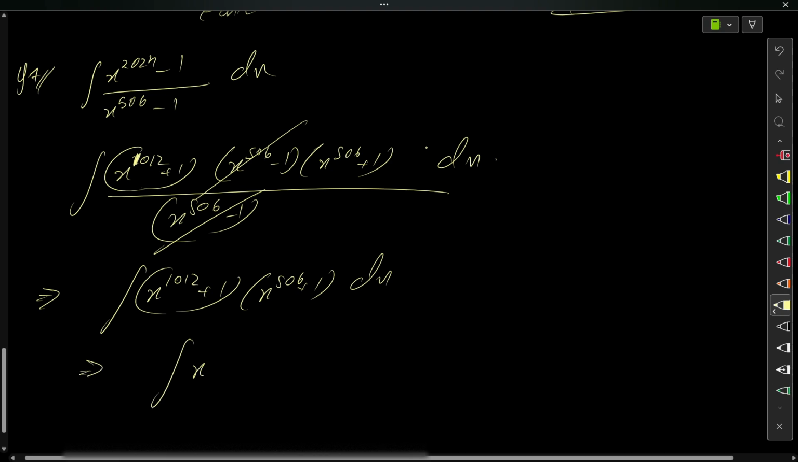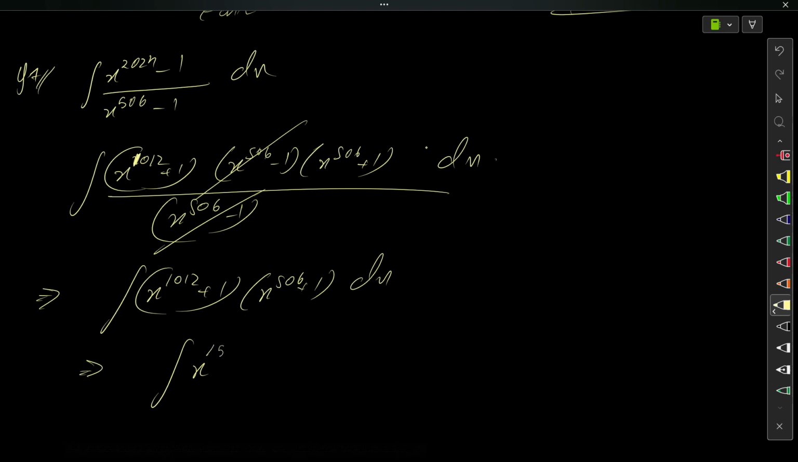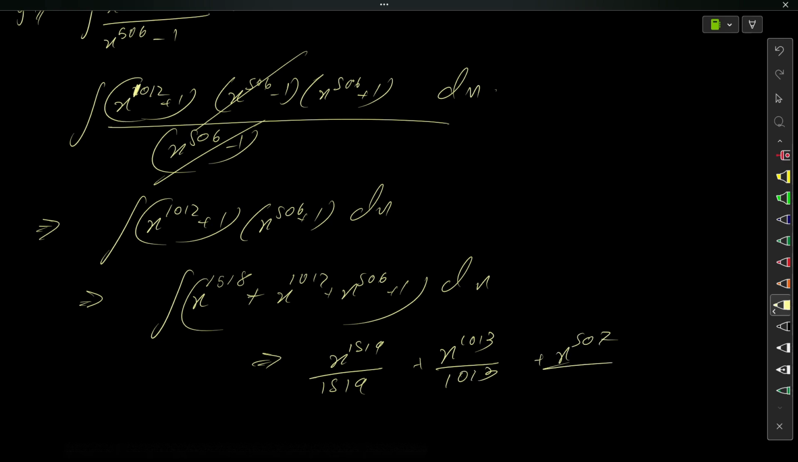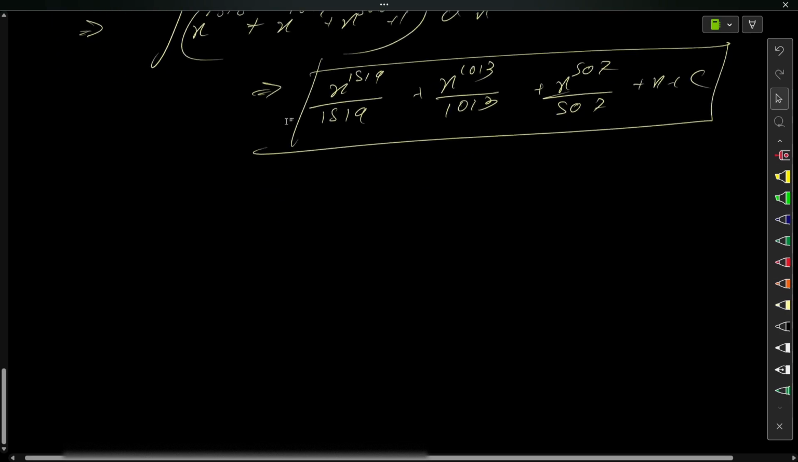Now this could be written as, if I sum it up, x to the power 1518 plus x to the power 1012 plus x to the power 506 plus 1 with respect to dx. Then the answer to this question would be x to the power 1519 over 1519 plus x to the power 1013 over 1013 plus x to the power 507 over 507 plus x plus c. And here's the answer to this integral.